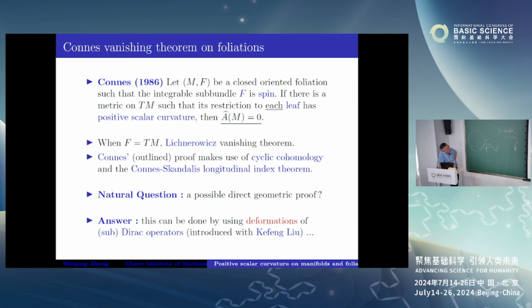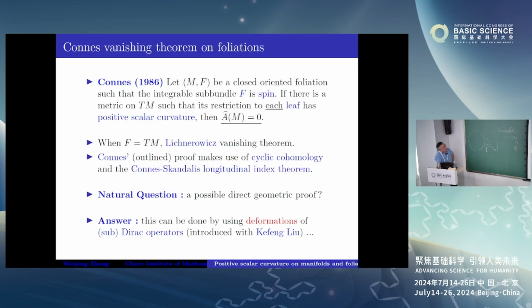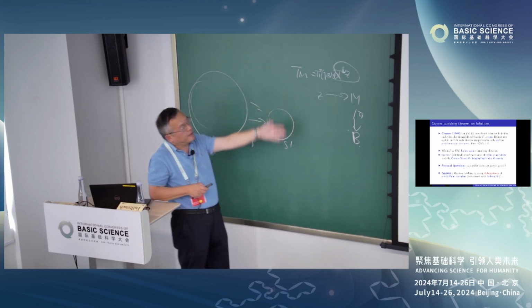His theorem says that if you have a closed oriented foliation such that the integrable subbundle F is spin, which in the fibration case means the vertical tangent bundle is spin, then if there is a metric on the total manifold such that the restriction to each leaf, each submanifold F_p, has positive scalar curvature, then the Â-genus of the total manifold would be equal to zero. Of course, when F is the total tangent bundle, this is just the Lichnerowicz theorem. One point of difficulty is that here the total manifold need not be assumed to be spin. So you have no Dirac operator on the manifold naively. Even in the fibration case, each fiber is spin, and the total manifold need not be spin.